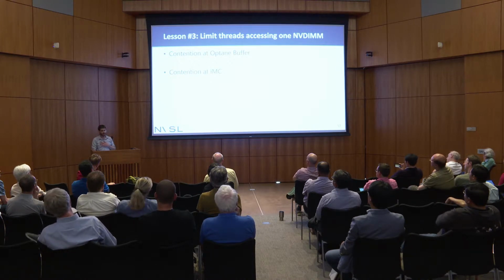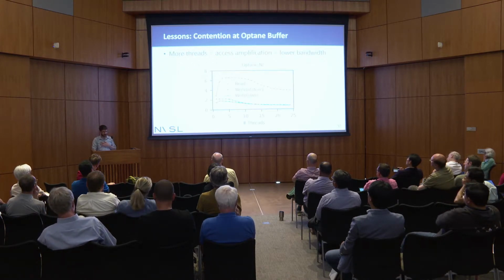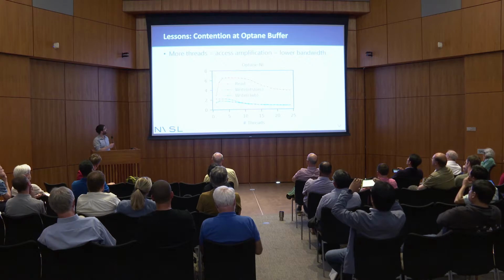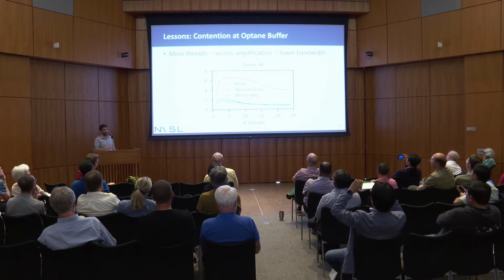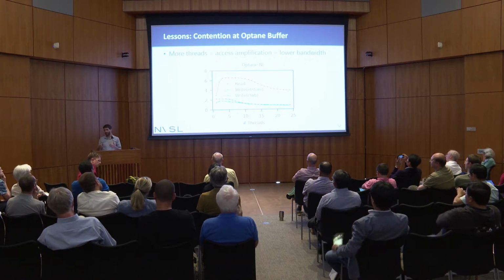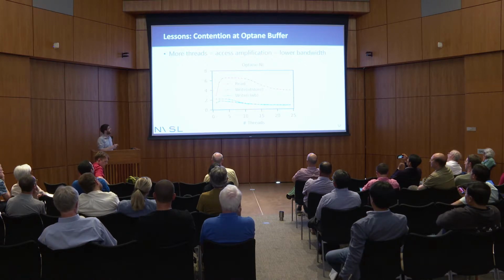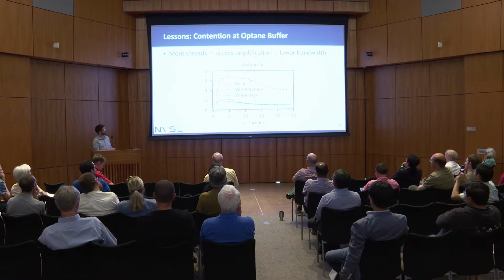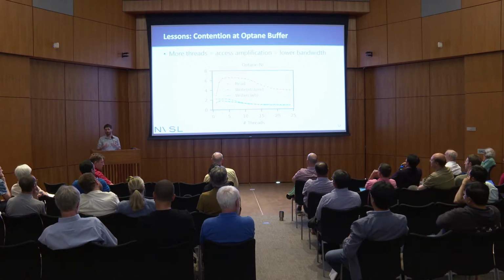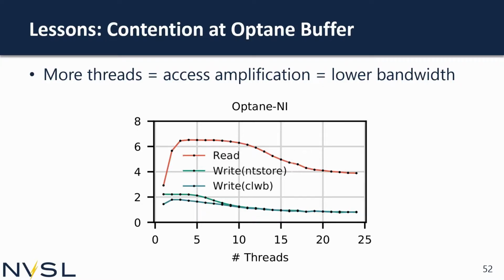Okay, so how do we see contention at the Optane buffer? Well, if we have more threads, that means that we're trashing our buffer on the device, which leads to access amplification, which leads to lower bandwidth. So once we get to a position where we have enough threads that threads can't effectively use this Optane buffer that resides on the device, then we're going to see a loss in bandwidth. And this happens once we hit, I guess, about 8 threads for writes or 10 threads for reads.